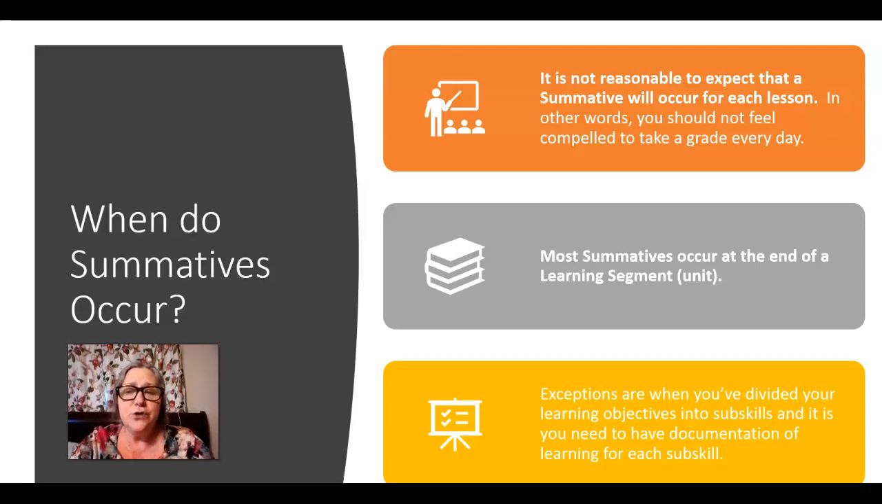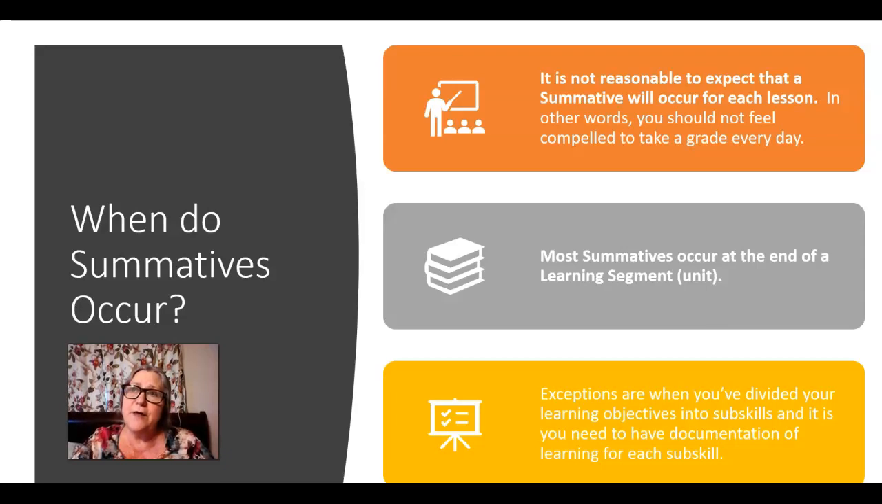However, you should think about the summative that's going to occur at the end of the learning segment or the unit. Whenever you've completed teaching them how to add one-digit numbers, or whenever you've completed your unit on the Civil War, then you're going to need to have a summative then. And so that's what you need to be thinking about.